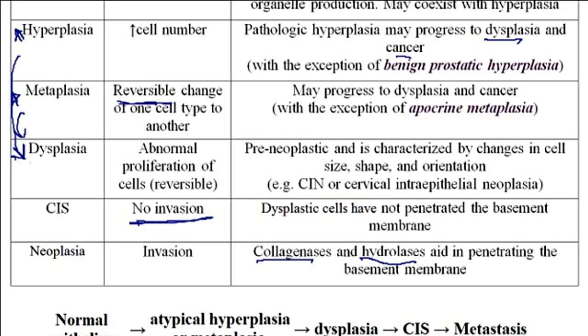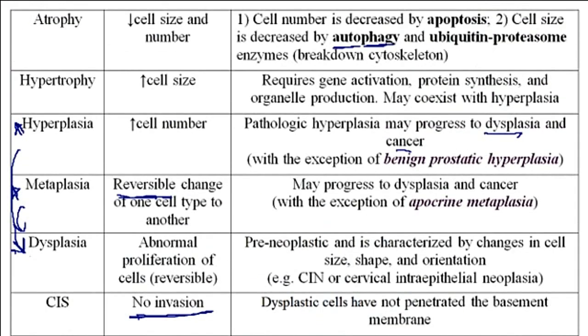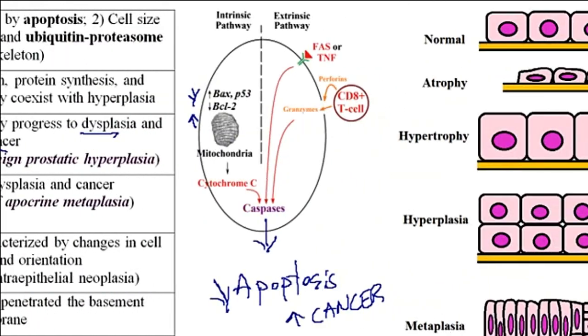So just to summarize the findings that I just discussed with you, normal epithelium can undergo atypical hyperplasia or metaplasia, which can progress into dysplasia, into carcinoma in situ, and then finally break the basement membrane and metastasize to different sites. So let me show you some visual examples so that you would be better familiarized with these terms.